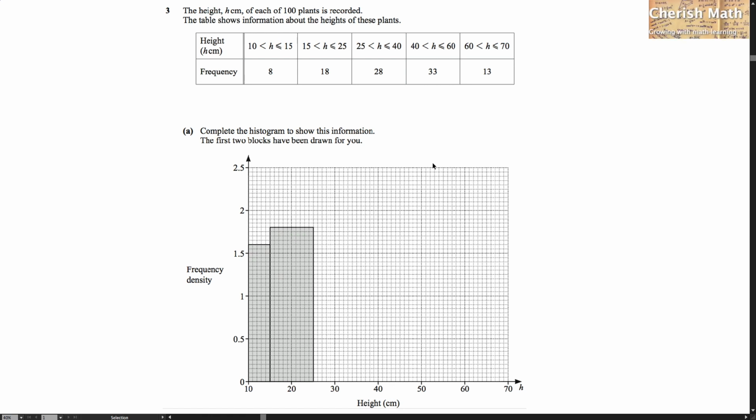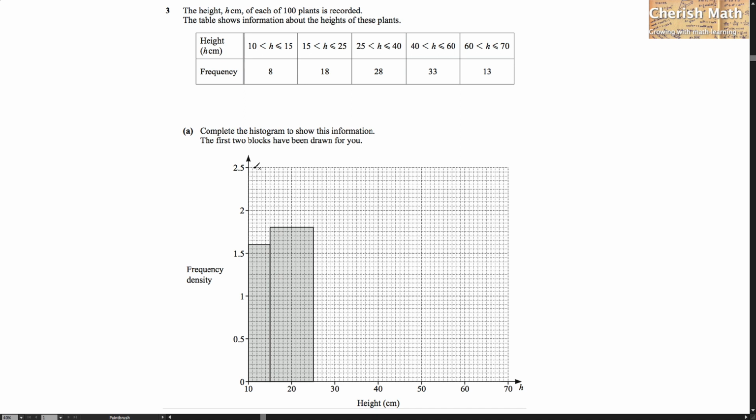Today I'm going to deal with a question related to statistics. Here it is. The height H cm of each of the 100 plants is recorded. The table shows information about the heights of these plants. Now, part A, complete the histogram to show this information. The first two blocks have been drawn for you.